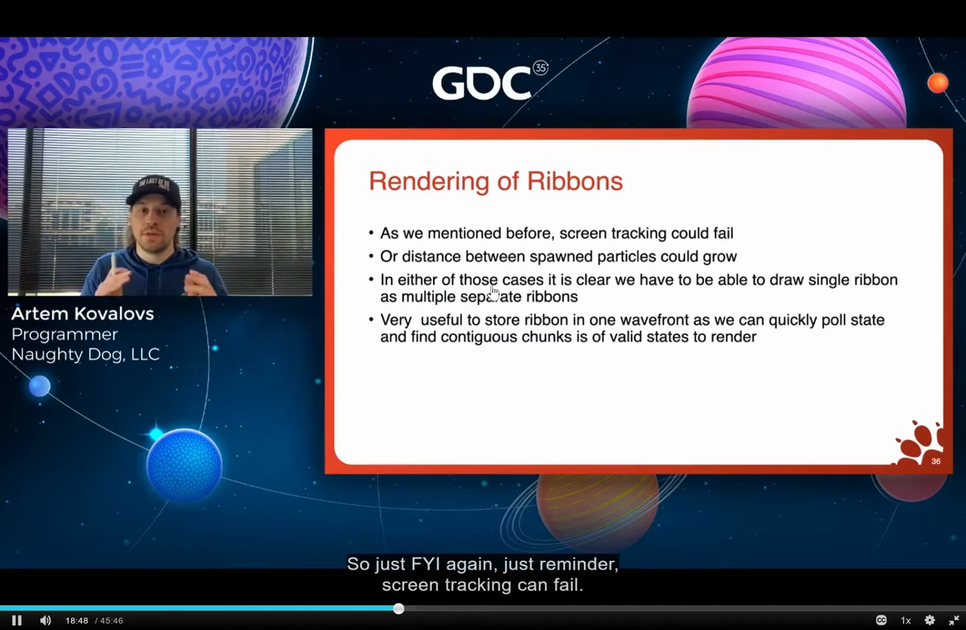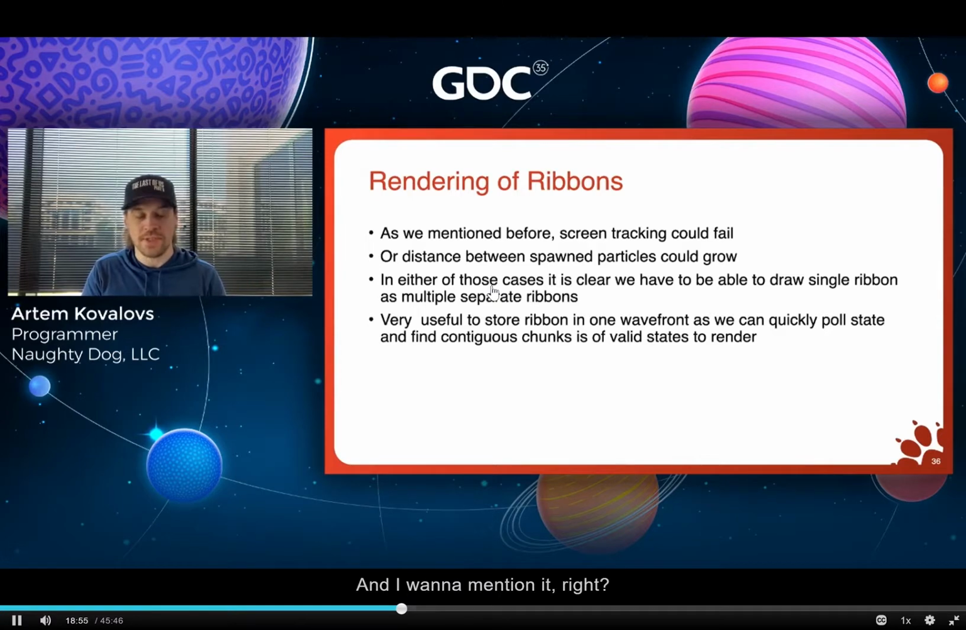Just a reminder: screen tracking can fail, and I want to mention it. The screen tracking on this motion based on the vector can fail. Of course, if we're talking about static geometry, that's not as bad. And just to simplify the development of this, it's much better to store the ribbon inside of a wavefront on the GPU, for those of you who want to try to implement this kind of thing.